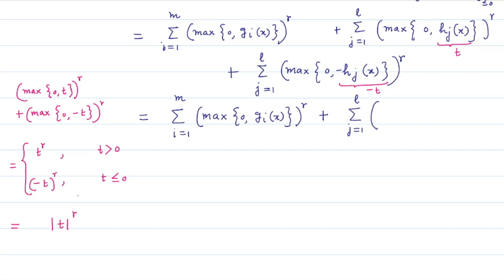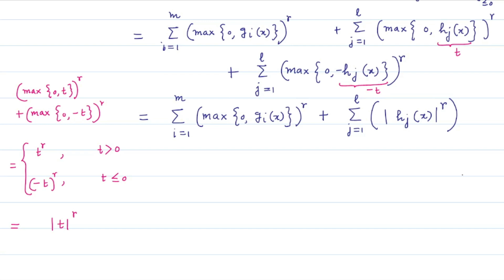If t is greater than 0, the absolute value of t is equal to t, and if t is less than or equal to 0, the absolute value of t is minus t. And hence I can simply write here the absolute value of t, which is hjx, to the power r.